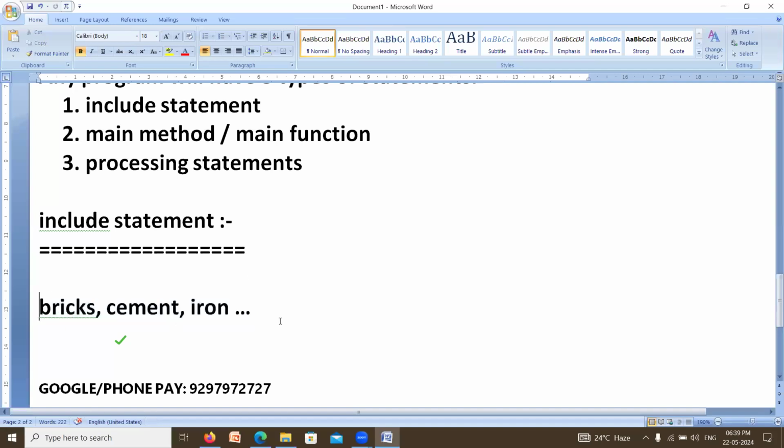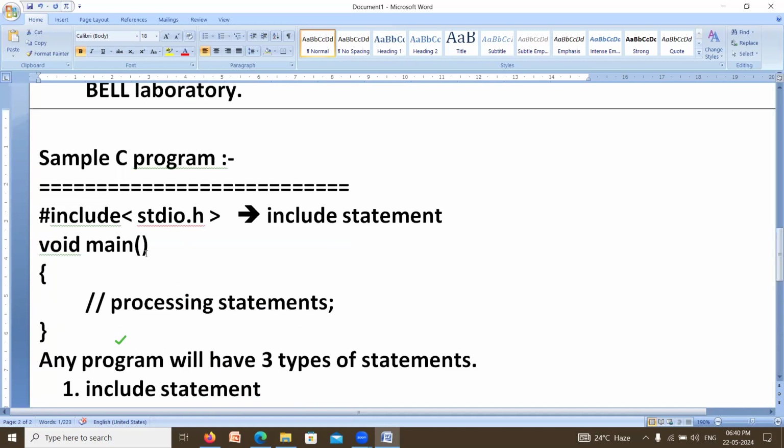In the same manner, to build a program, we need so many tools. Those tools are already developed and available in C language. Those tools are already available in these files, the stdio.h file. It is a file which contains so many tools. Using them, we can build our application very easily.